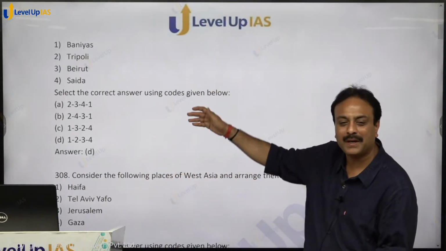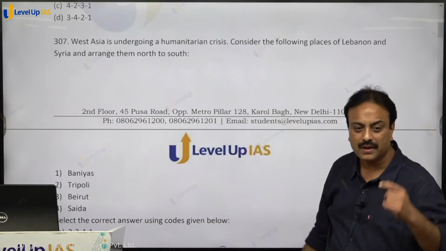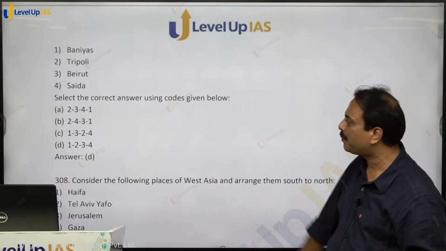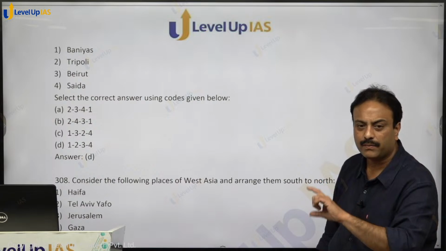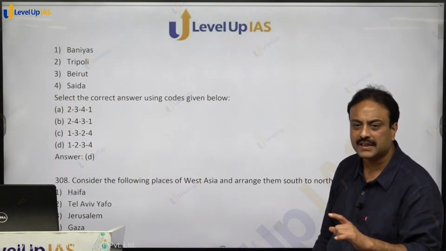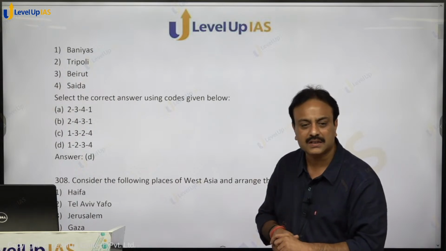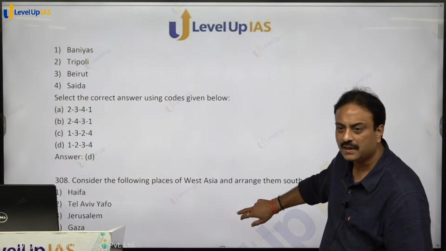So Banias, Tripoli, Beirut, Saida, they have to be arranged, and the order of arrangement that was asked is north to south. So it will be starting with Banias, followed by Tripoli, Beirut, Saida, right? 1, 2, 3, 4. That is the correct sequence, north to south. So option D, D for dog, is the right answer for this particular question. Clear on that? 100%.